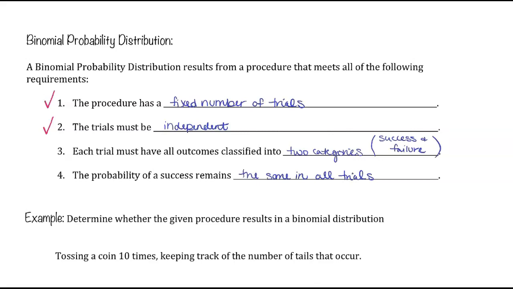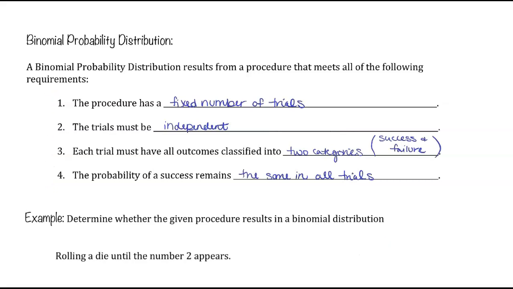trial. Third, are all outcomes classified into exactly two categories? Yes, there are only two options, tails or not tails, a success or failure. Finally, does the probability of a success remain the same in every single trial? Yes. For each coin flip, the probability of a success is 0.5. Since we meet all four of these requirements, this is a binomial distribution.